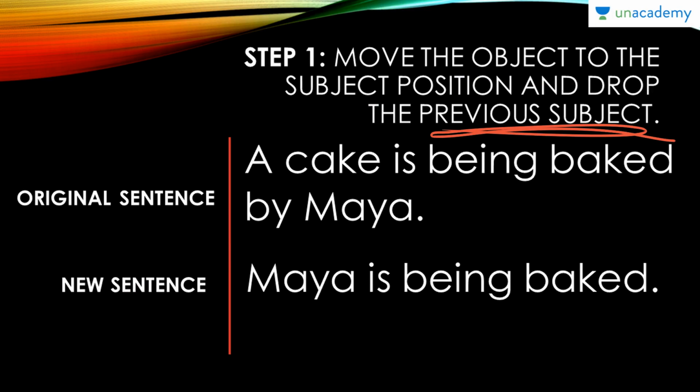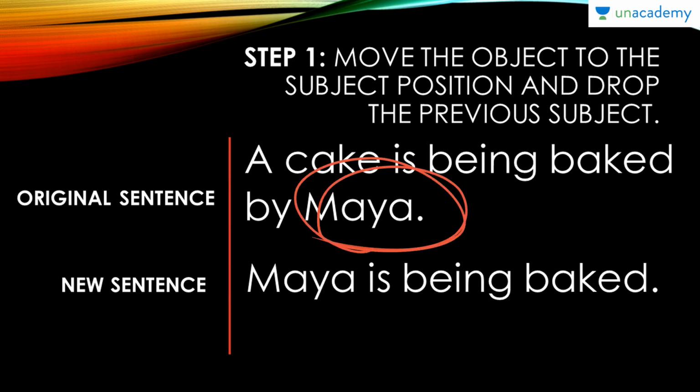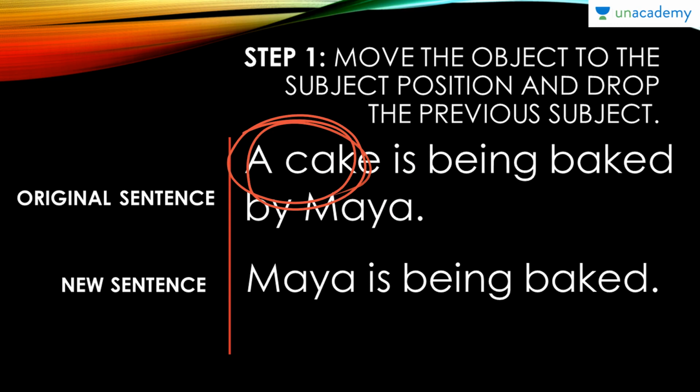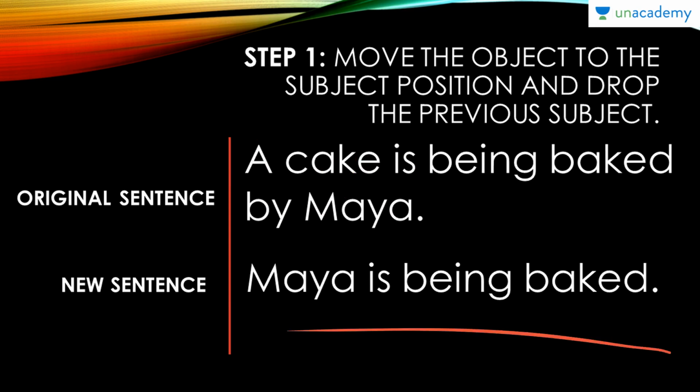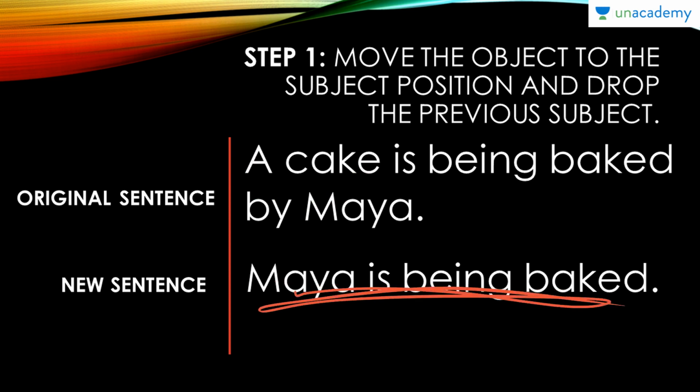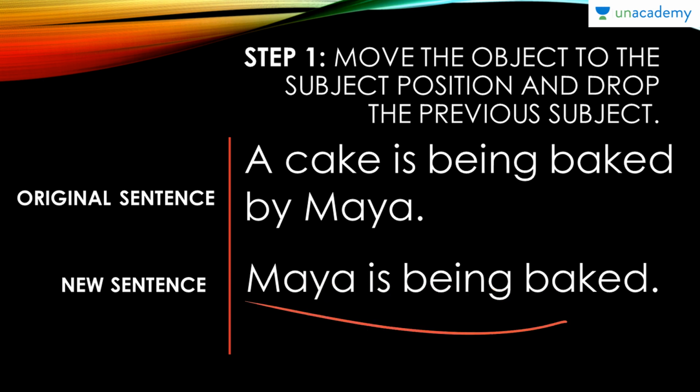So what was the previous subject? Cake. Cake was a subject in the passive voice. Now we need to move the object to the cake, that is the previous subject's position, and we have to drop the previous subject. So Maya is being baked. As hilarious as the sentence sounds, we should not jump to conclusions and figure out that this sentence is wrong and hence we are wrong. No, that's not the way you do it. This is a sentence in making, so it is not yet done, right? So Maya is being baked. So let's have a nice laugh and then go to second step.